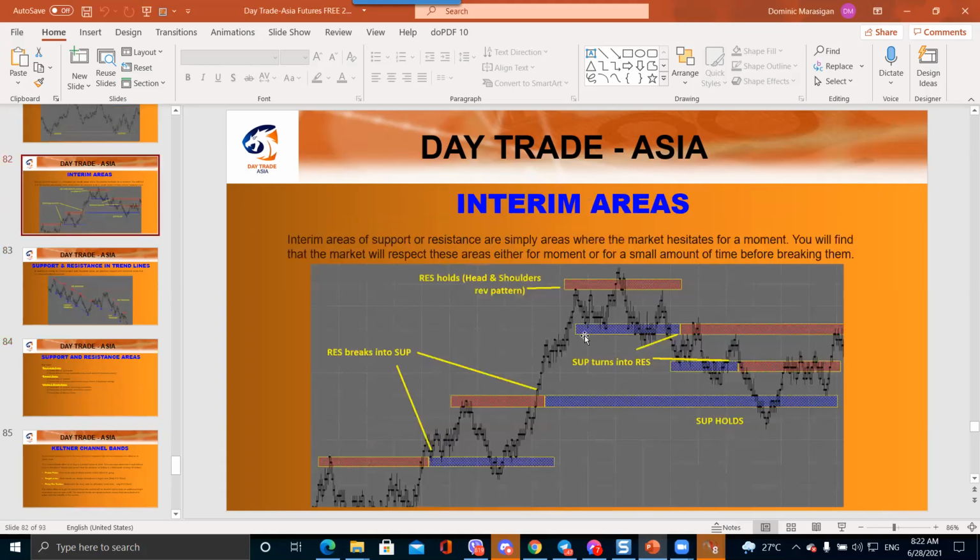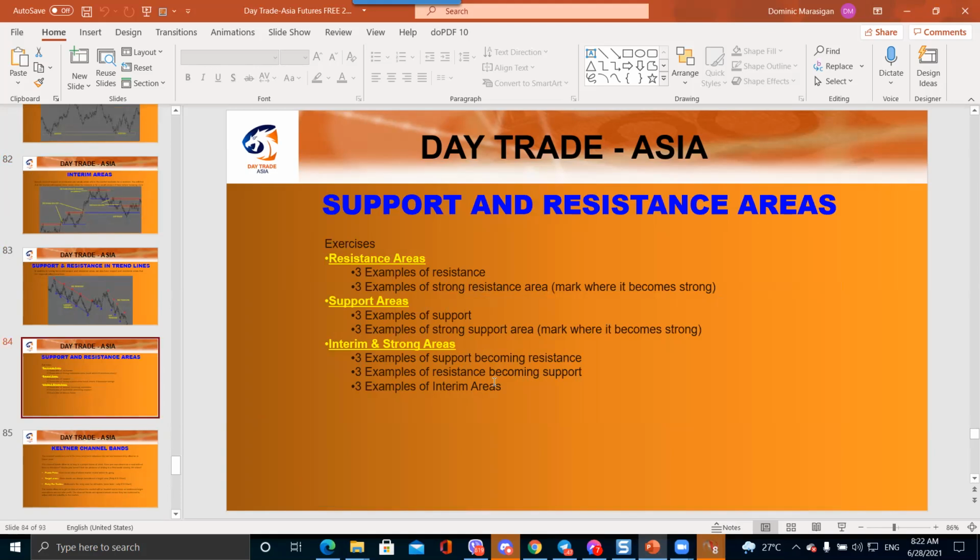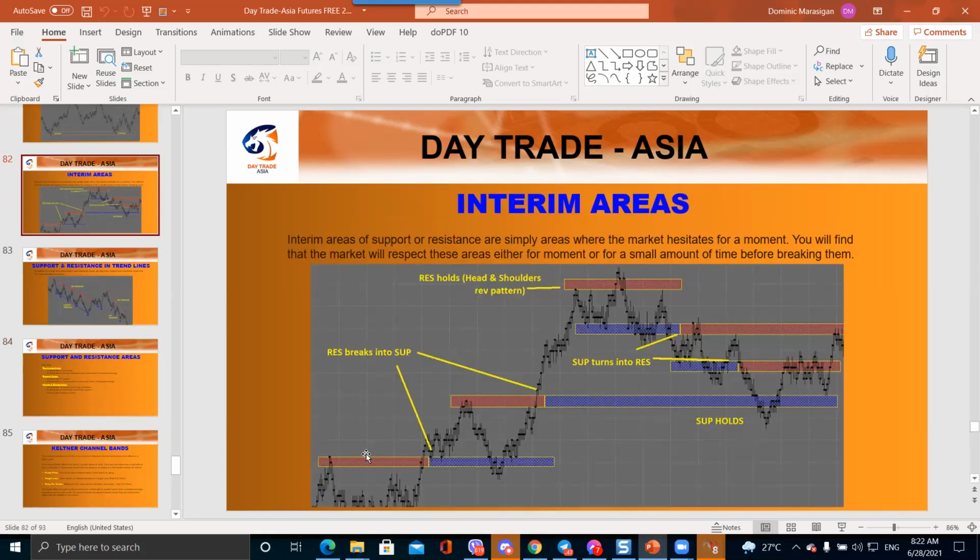You see this where here's your resistance. It broke through, now it became support area. That's your interim area. So you say, example here, it used as a resistance, it broke, and now it's being used as support. Like it says here, the examples where resistance becomes support, that's exactly what became here. So resistance becomes support, but now you can also label that as an interim area as well. Okay. And these areas of support and resistance are actually really good because you do a lot of trades off these areas of support and resistance.